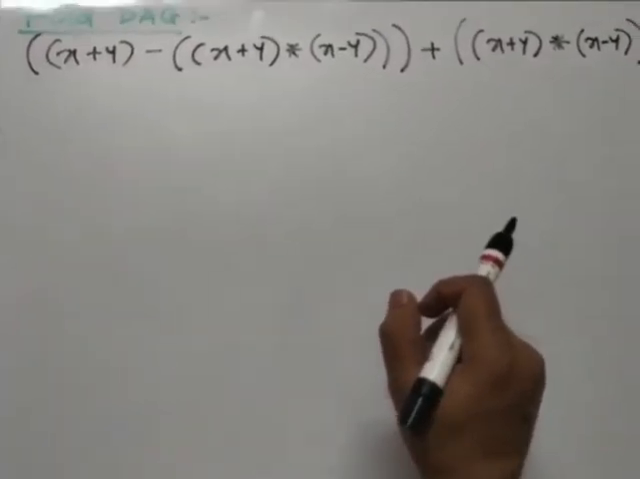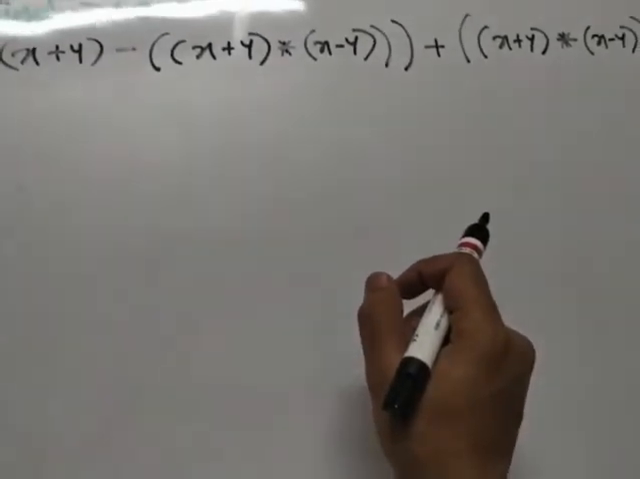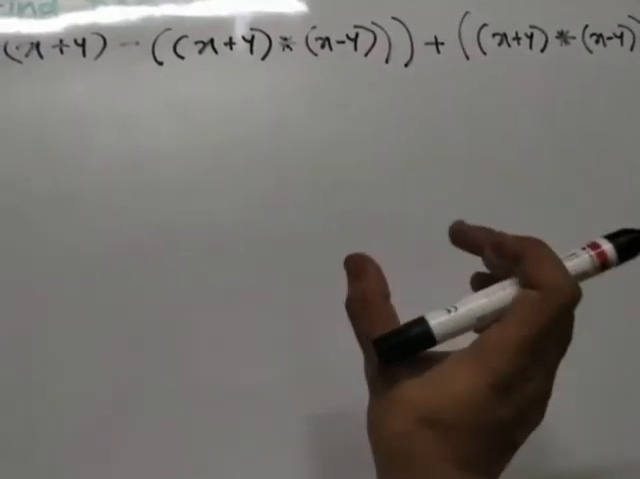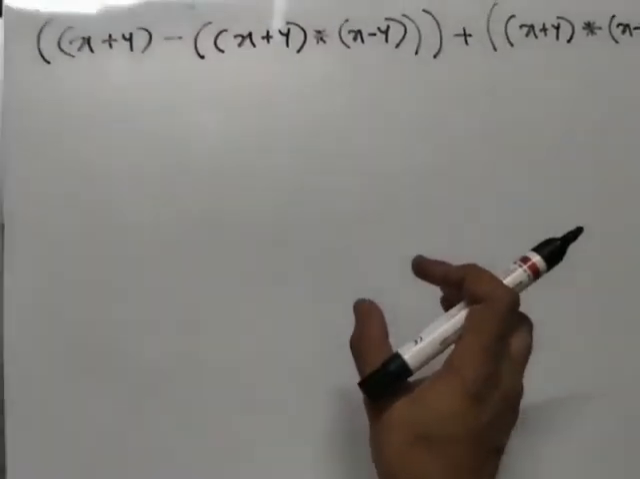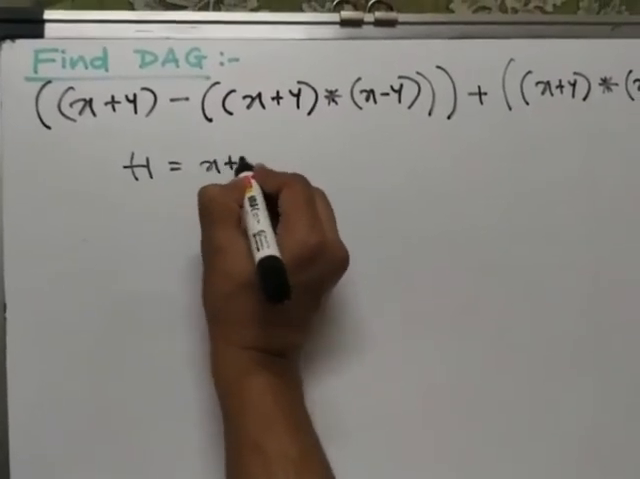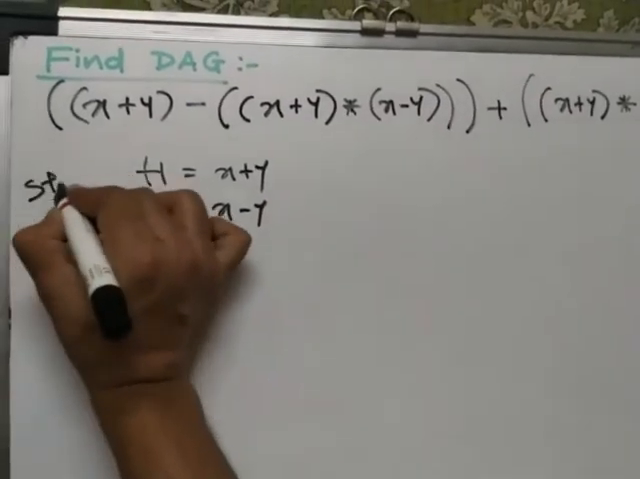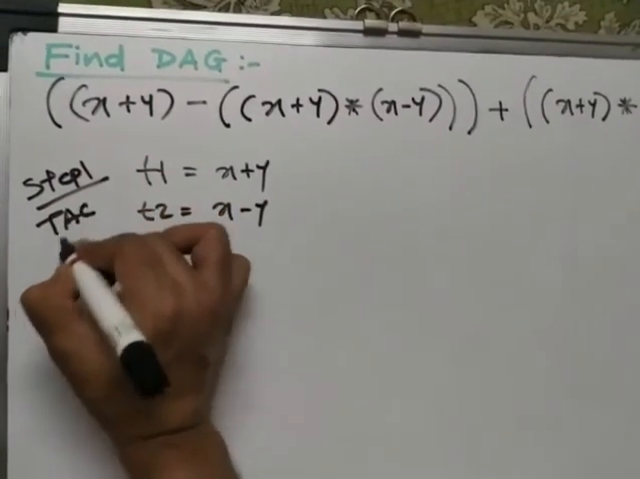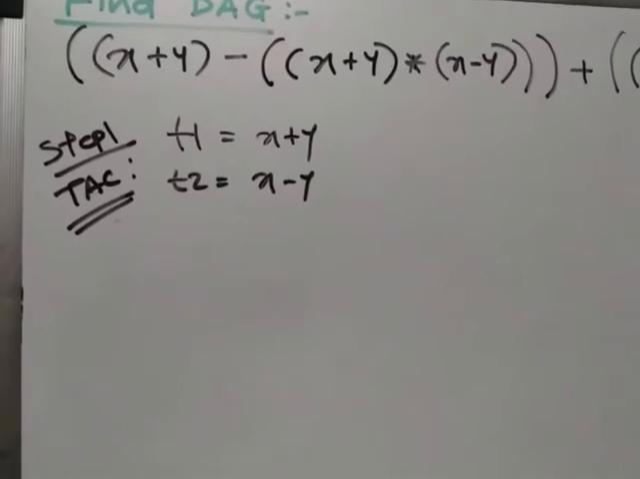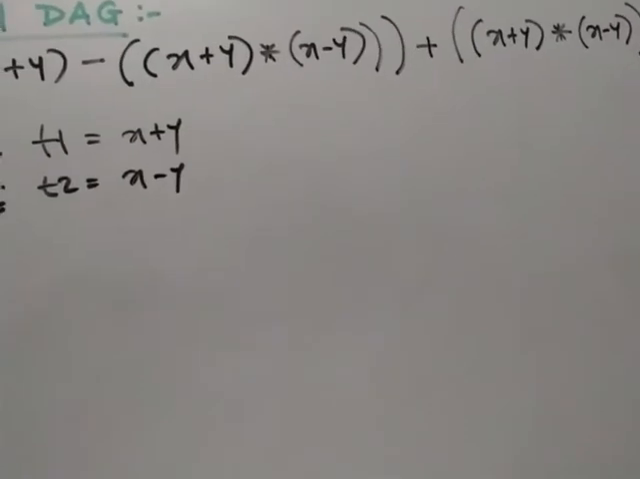As you can see, for this particular expression we will be generating three address codes. x plus y and x minus y are the common sub expressions in the given expression. So I will be creating, let's say, T1 equal to x plus y and T2 equal to x minus y as my step number 1, where I am generating the TAC. T1 and T2 are temp variables created for sub expressions x plus y and x minus y. So this is my first step.